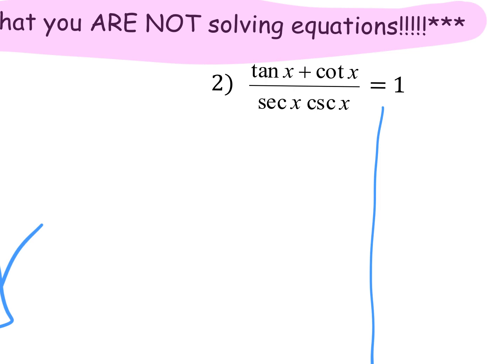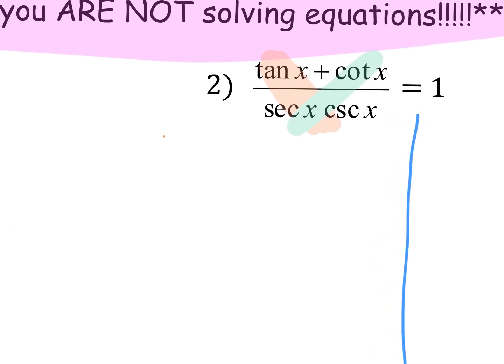Could you split them? We could split those. I like that idea. Yes, let's do that. So what she's saying is she's pointing out and realizing we have common denominators. So we can do first term over common denominator plus second term over common denominator. So we get tangent x over secant x cosecant x, and then plus cotangent x over secant x cosecant x.